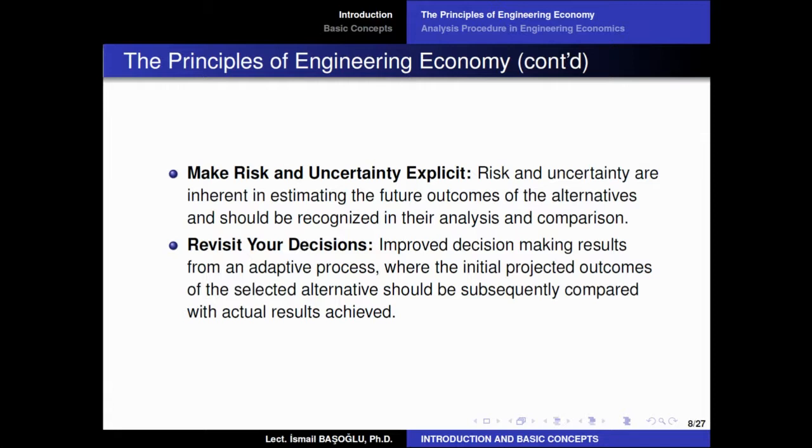At least we need to find the expected value of the demand, or the expected number of customers who are going to visit our supermarket when we locate it in a certain location. We need to find these expectations, or statistical averages, or forecasts. Then we are going to revisit our decisions. Improved decision-making results from an adaptive process where the initial projected outcomes of the selected alternative should be subsequently compared with actual results achieved.